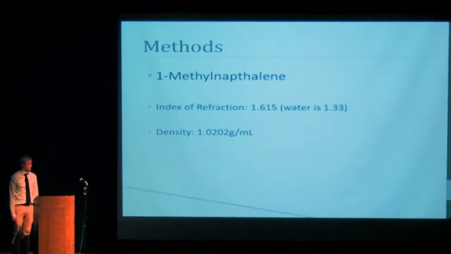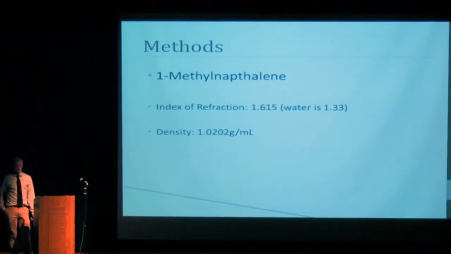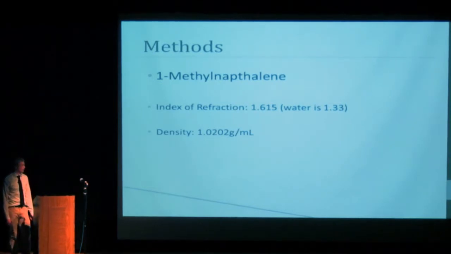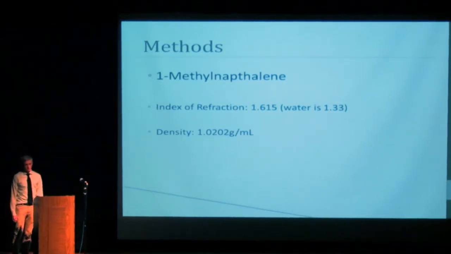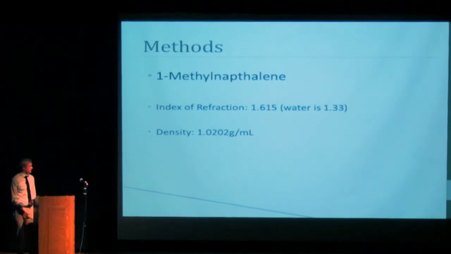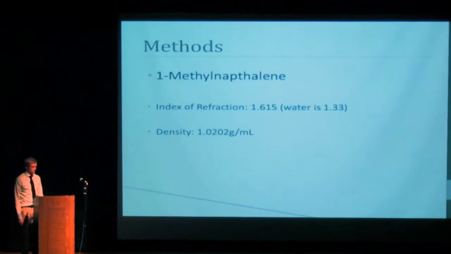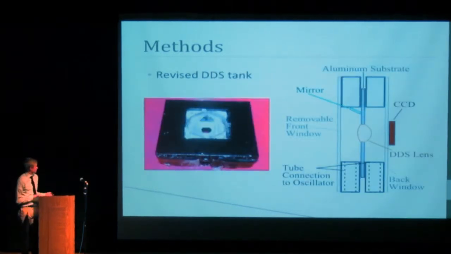One, because 1-methylnaphthalene has a relatively high index of refraction, and again, index of refraction causes light to bend when it enters through the material, so a higher index of refraction produces a more powerful lens for its size. And also, 1-methylnaphthalene has a density relatively close to that of water. Water is about 1 gram per milliliter. This is 1.02. So the effect of the Bond effect, or the effect of gravity, would be much less on a droplet of 1-methylnaphthalene.